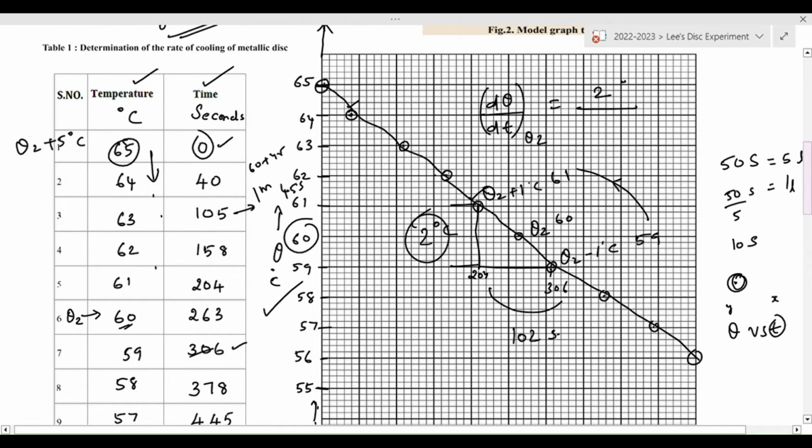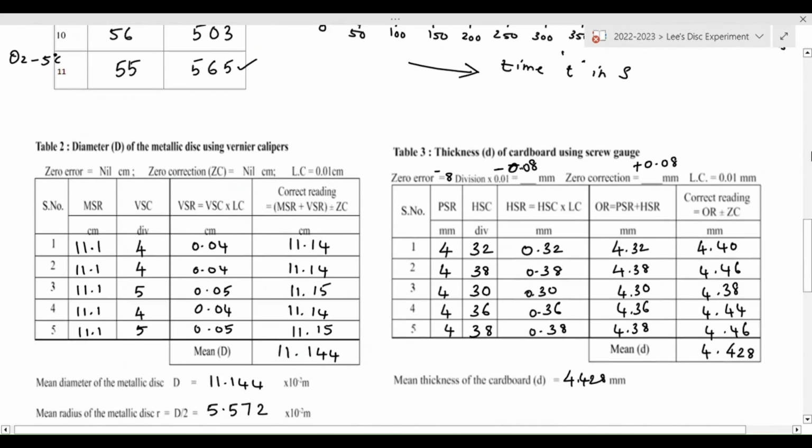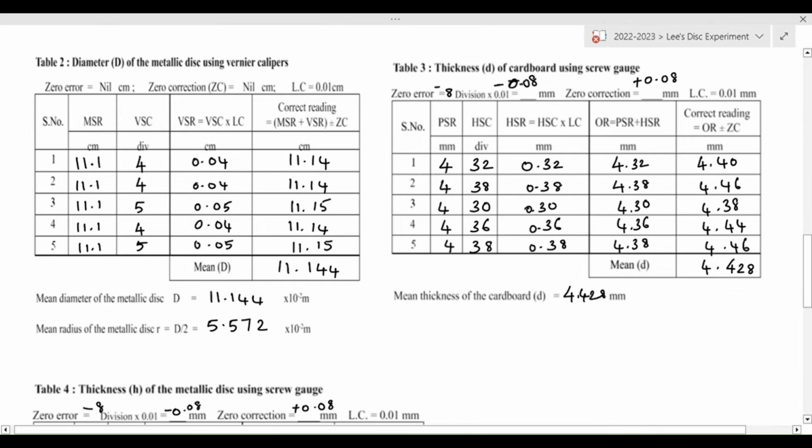2 degrees Celsius divided by the difference in time, 102 seconds. Use your calculator: 2 divided by 102 gives 0.0196 degrees Celsius per second. Then we find the radius of the metal disc, the Lees disc, using a vernier caliper. We found that it is 5.572 × 10^-2 meter. It is in centimeter scale.